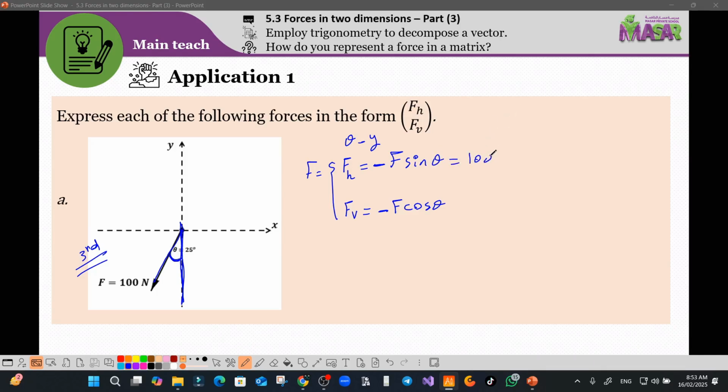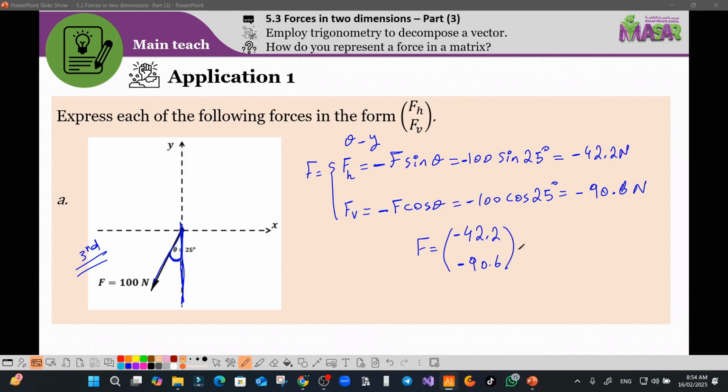Now F is given by 100 sine the angle, and the angle is 25 degrees, and here we have the minus sign, minus 100 cosine 25 degrees. Now the values are minus 42.2 Newton and minus 90.6 Newton. The matrix notation for this given force is minus 42.2, minus 90.6 Newton.